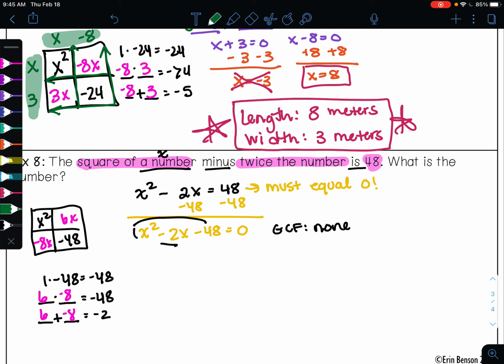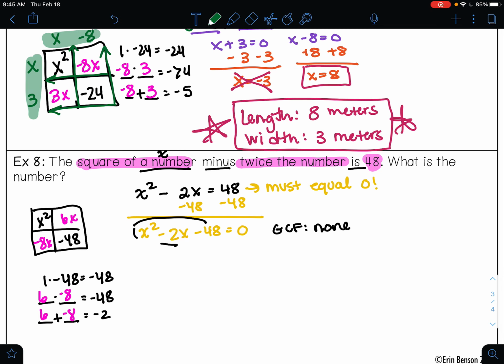So now I can find the GCF of each row and of each column. The GCF of this top row is x. The greatest common factor of this bottom row is -8. The greatest common factor of the left side is x, and the greatest common factor of the right side is 6. So my factors are x minus 8 and x plus 6 equals 0.